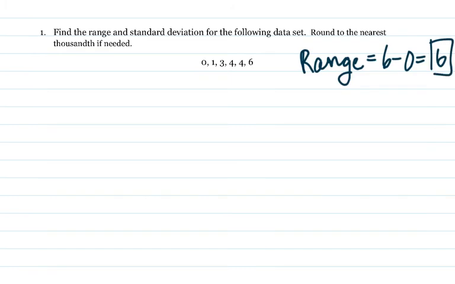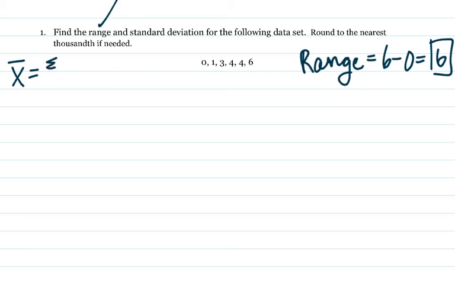Now, so we've already answered part of the question. So I would like to say that we're halfway done, but we did the easy part. The harder part is the standard deviation, which I would probably argue is not half of the problem. It's probably 90% of this problem. So anyway, first we need to find the mean of the data set.